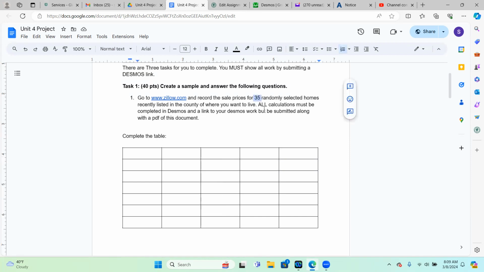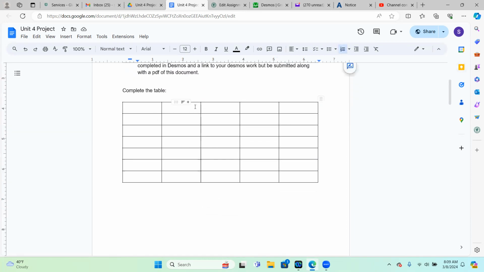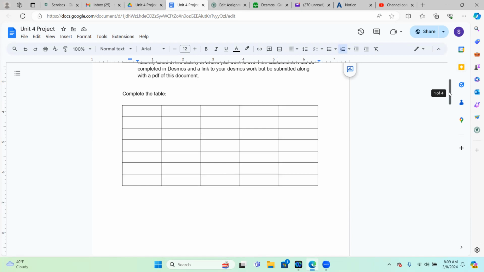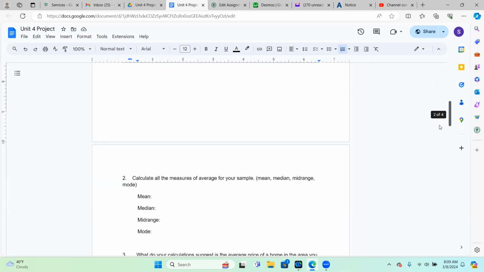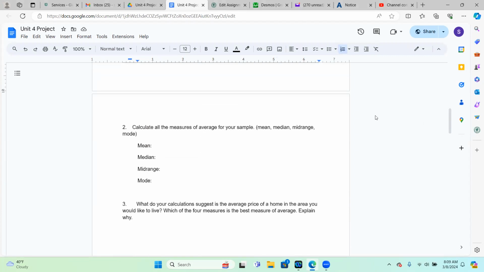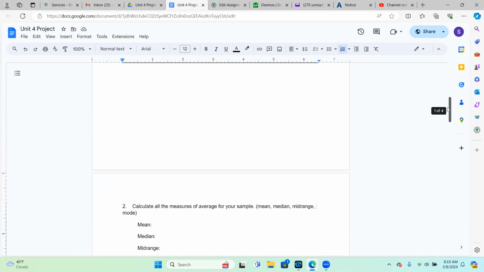I would like you to choose 35 randomly selected homes. So I have a table here, 5 columns, 7 rows. So 35 spaces. You're just going to choose 35 random homes in that area for sale and let me know what those are. Then you are going to use Desmos to find the mean, the median, the mid-range, and the mode of those 35 homes in your sample.